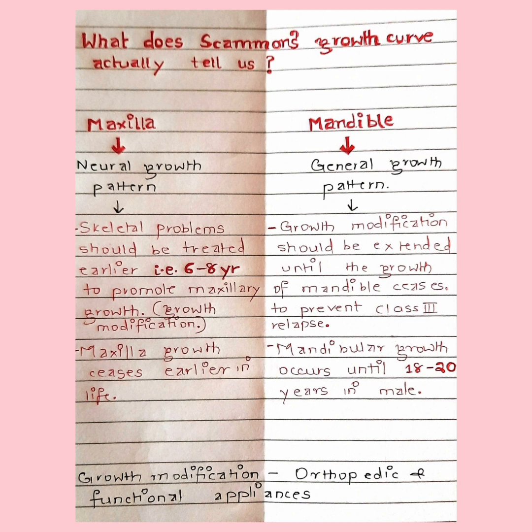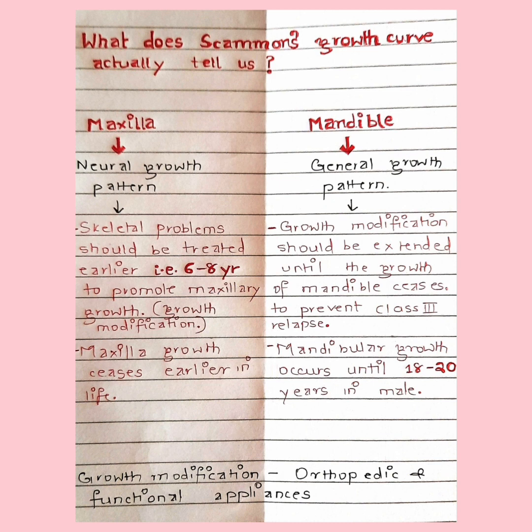Scammon's growth curve tells us that different organs grow at different rates. When it comes to the maxilla, it follows the neural growth curve. The maxilla grows earlier in life compared to the mandible, that is at 6 to 8 years of age, and its growth ceases earlier. Thus, the growth modification appliances are given earlier in life to the maxilla compared to the mandible.